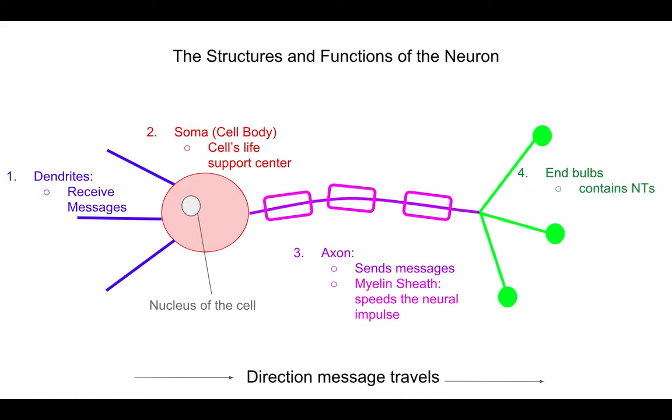So when I write out neurotransmitters, I always write NTs because it's 13 letters. So it wouldn't even fit at that part. So neurotransmitters. So what happens then is when the neural message gets to the end bulb, it's going to release the neurotransmitters into the synapse, which we will look at in class on Tuesday.